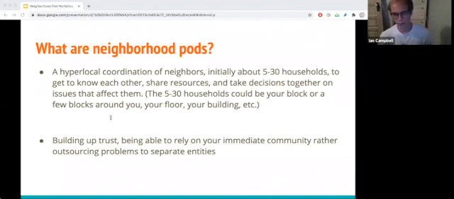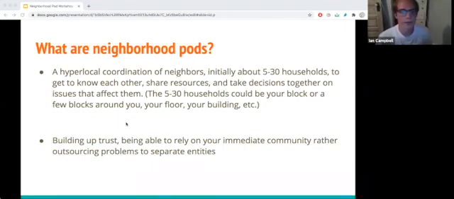It's not too intimidating. Depending on where you live, you might find that it takes just the one block that you live on to get to that many people, or you may find that it takes talking to several blocks or your whole building to reach that number. If you live in an apartment, it's going to be different. But whatever that 5 to 30 households number is, you can walk to map out where your pod might be.